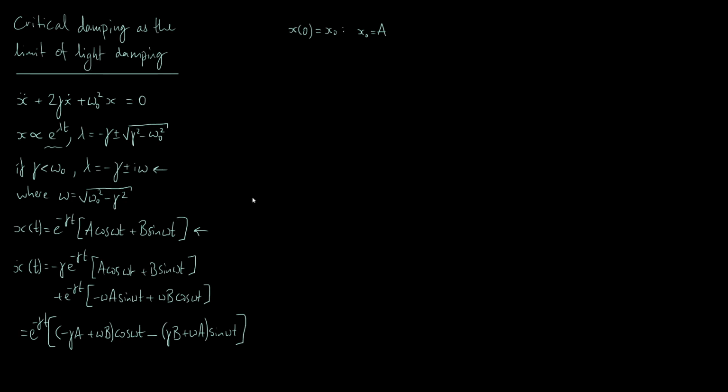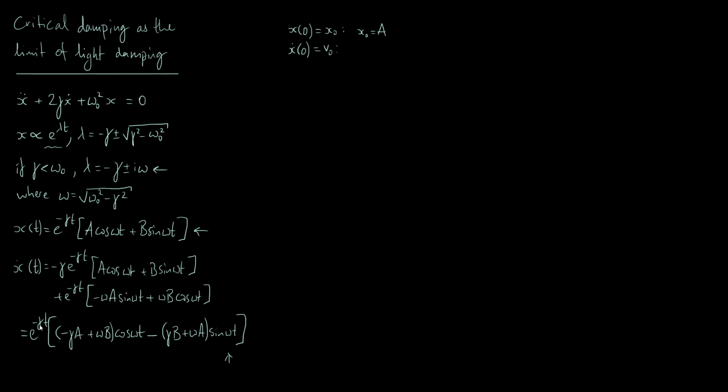So now we can apply our initial condition on the velocity. x dot of 0 is, let's say, v0. And then we want to be looking at this expression down here that we derived just now.